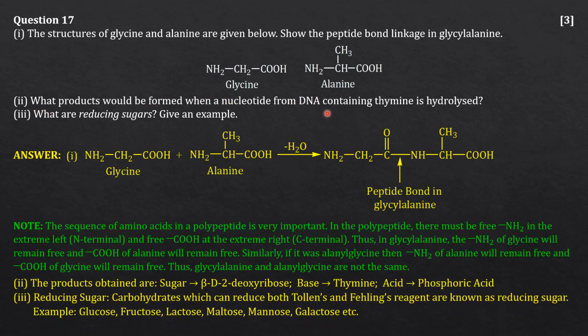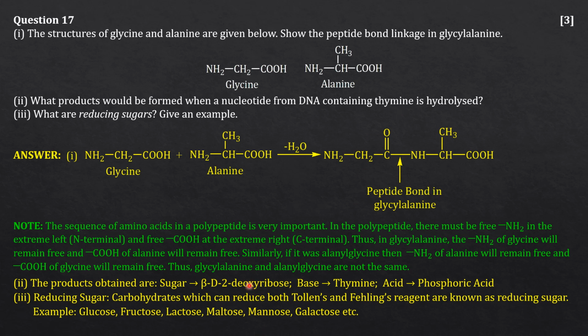Next, complete hydrolysis of DNA. So when you hydrolyze a nucleotide, the components of the nucleotide become free. What are the components of a nucleotide? The pentose sugar, which is deoxyribose in case of DNA, and one nitrogen base: purine or pyrimidine, adenine, thymine, guanine, and cytosine. Here it is clearly written containing thymine, so the nitrogen base obtained will be thymine. And the nucleotides are connected by phosphate linkage, so that phosphate will also undergo hydrolysis and give you phosphoric acid.